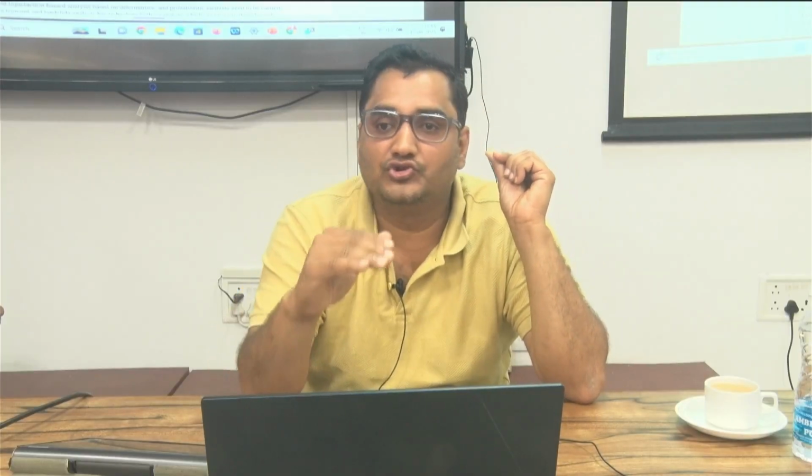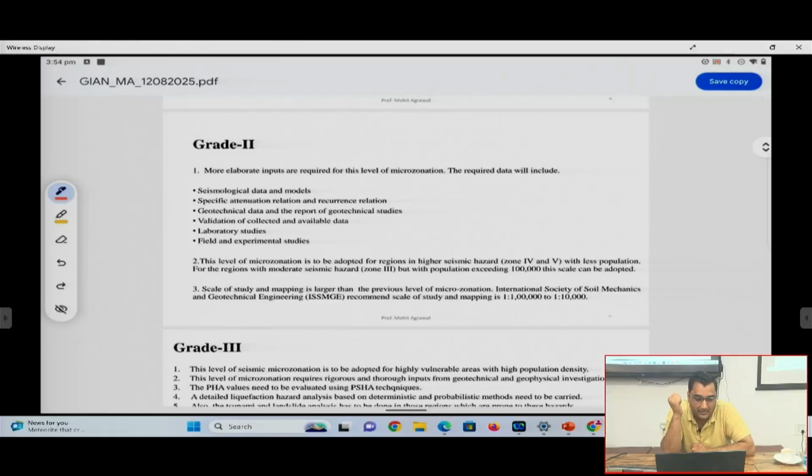That may basically be used for the site response study to find out how much motion from the bedrock has been transferred to the surface. Okay, so now laboratory studies you can do in this, and also the field and the experimental studies.